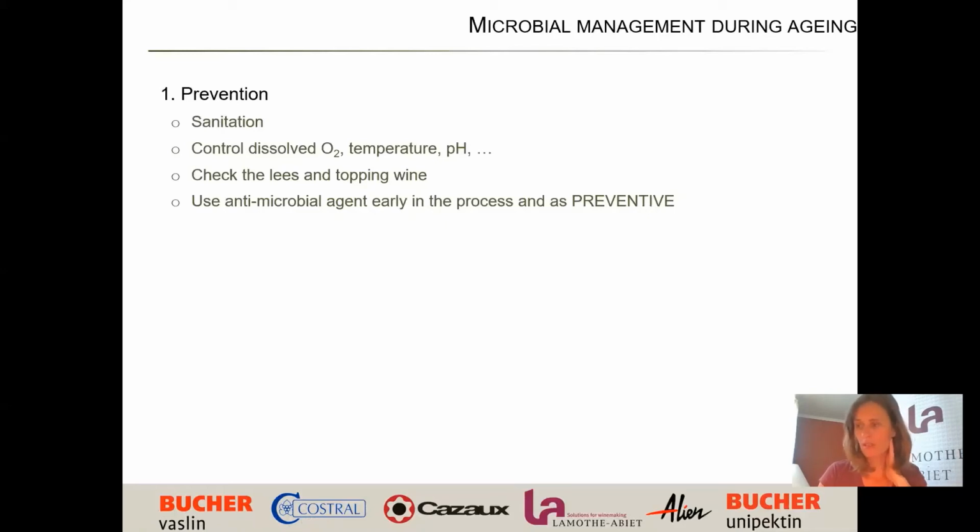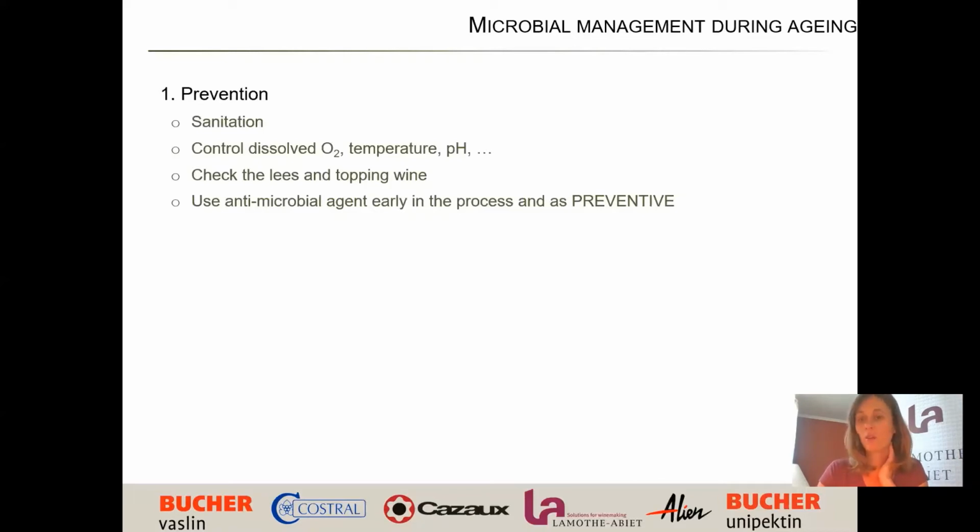Temperature and pH. Temperature is going to be a very big parameter to control. As soon as you go higher in temperature, as soon as spring arrives, usually microbes start to develop like crazy, just because of the temperature. Check your lees. Lees, it's where the microbes are. So if you do have a contamination, you do want to do a fining. And if you don't, just keep smelling and tasting your lees, because they are a very good indicator of the state of your wine.